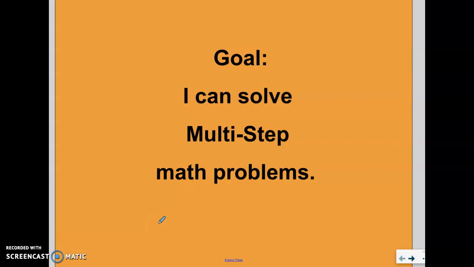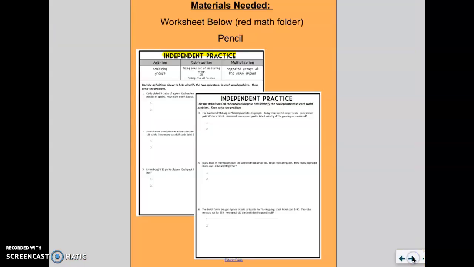Boys and girls, welcome back to math class. Our goal today is to solve multi-step math problems.